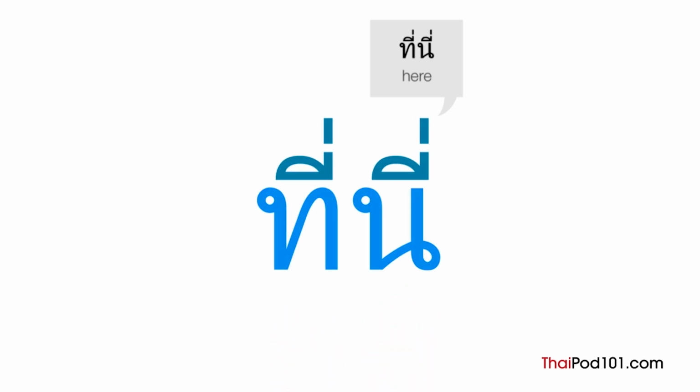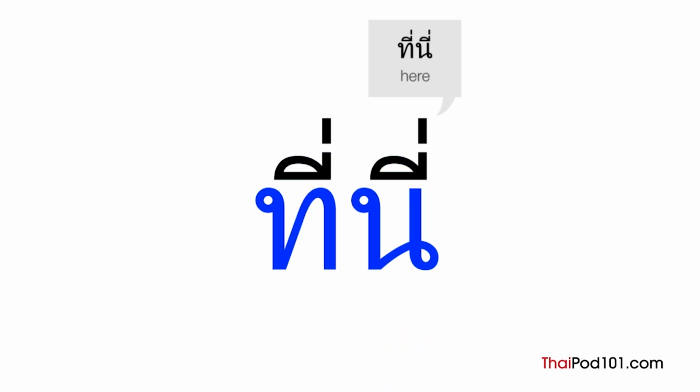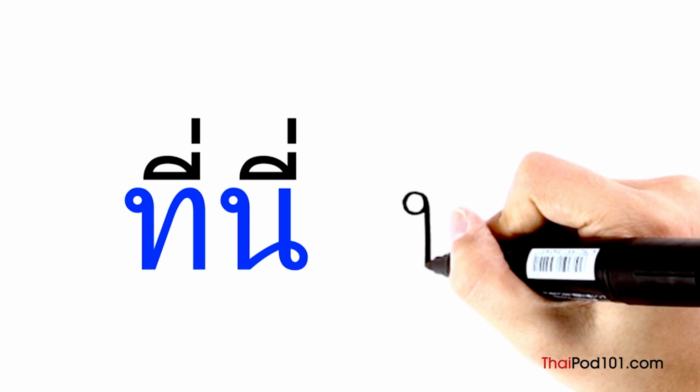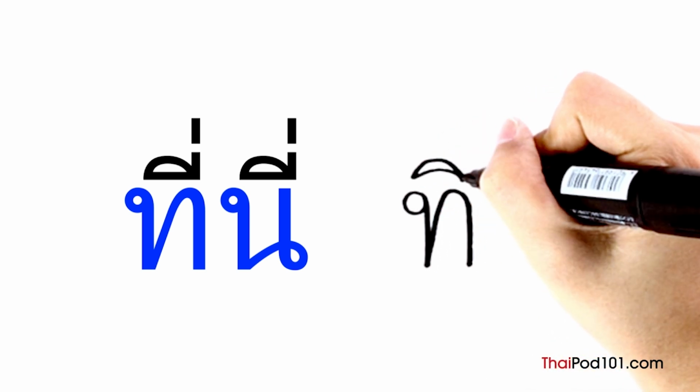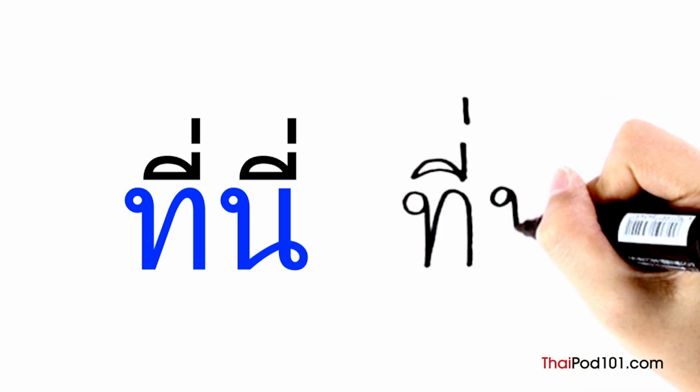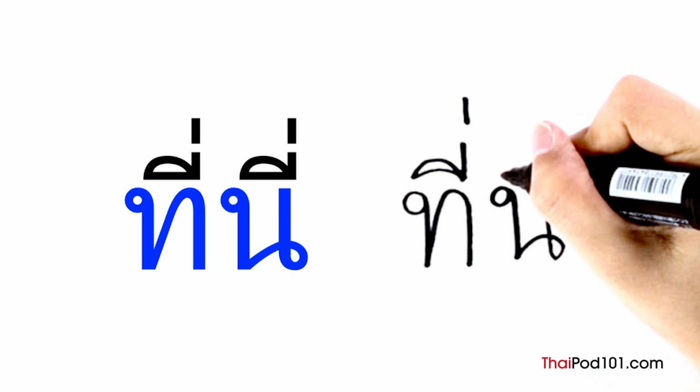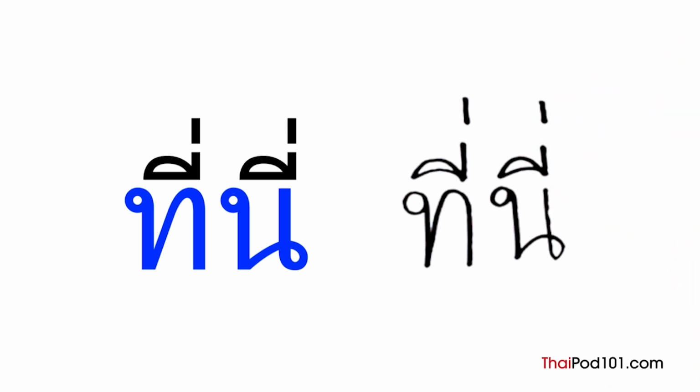So the way to write ที่นี่ in the correct order is ทอทหาร, สระอี, ไม้เอก, นอหนู, สระอี, ไม้เอก. ที่นี่.